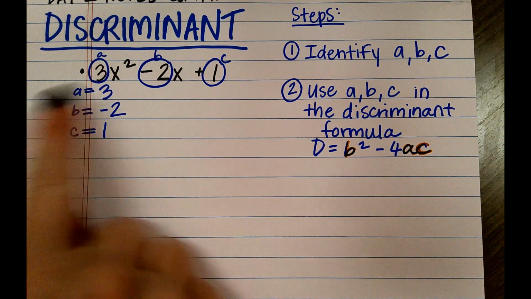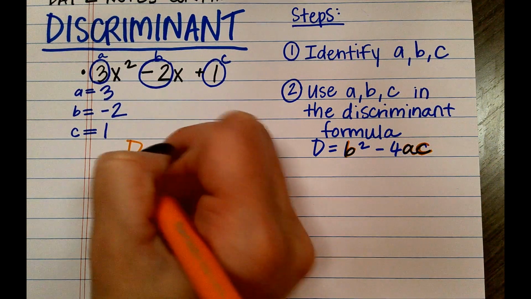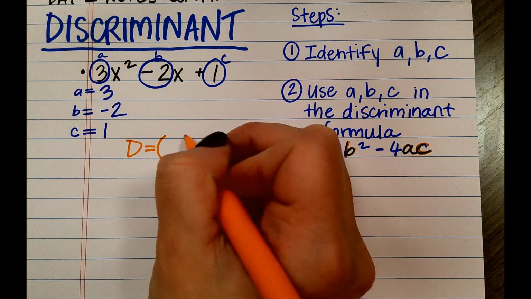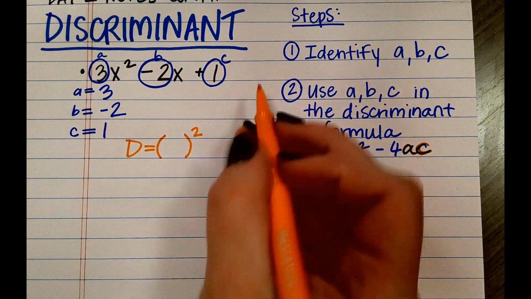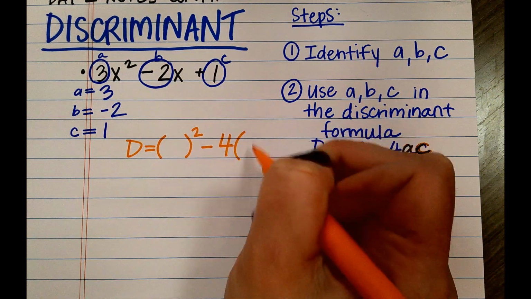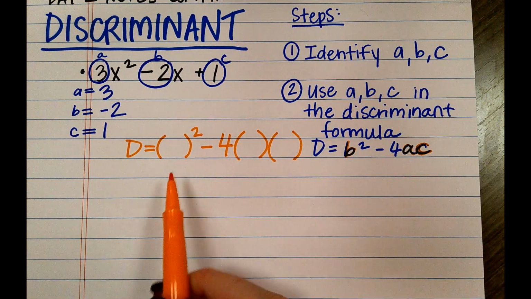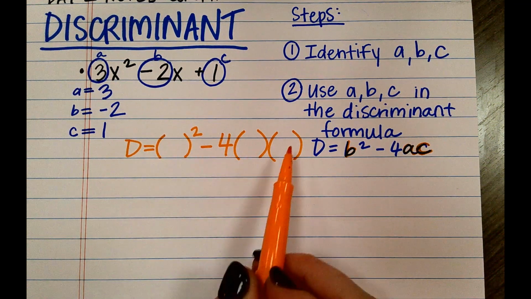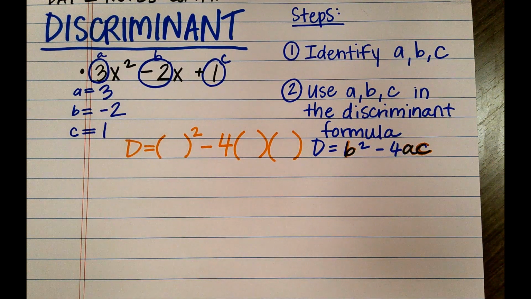So, down below my problem here, D equals, I'm going to leave a space, B squared minus 4 times A times C. Do you see what I did there? I just left spaces for the letters where I am going to plug in the numbers instead.